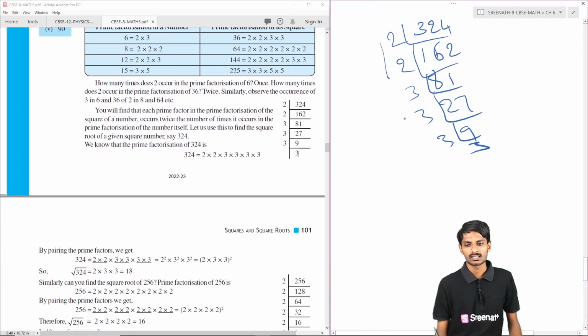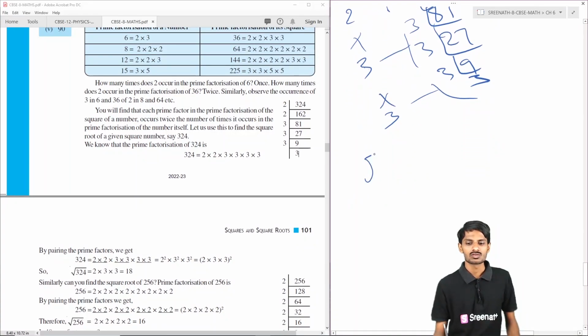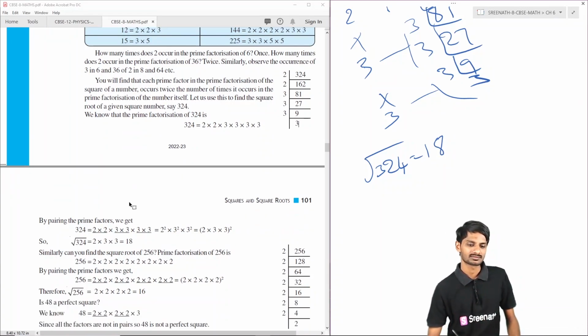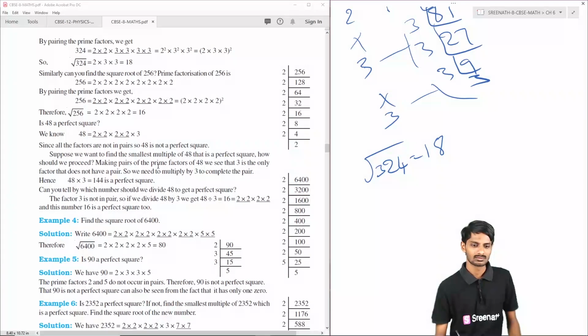We have to write these things, and we have to make groups of 2. This group of 2s, this group, this group. Out of each group you have to pick up 1. So 2, 3 and 3, multiply these things. 2 into 3 is 6, 6 into 3 is 18. So the square root of 324 is equal to 18. That's it, students. Like that you have to do.